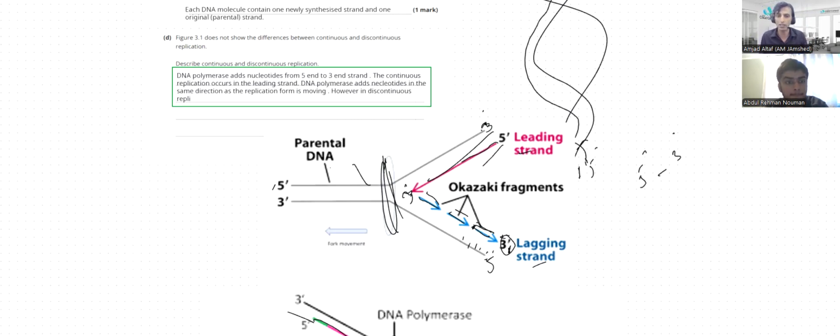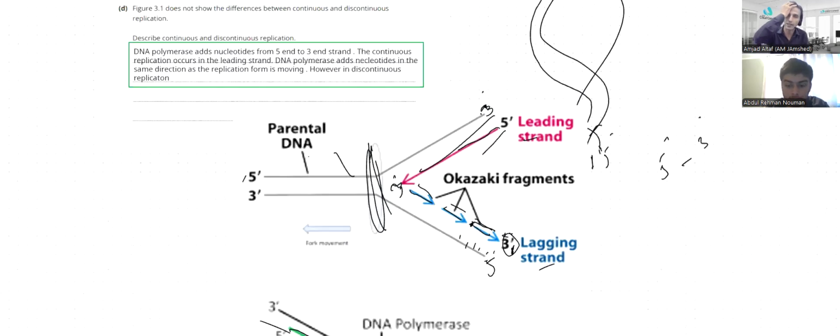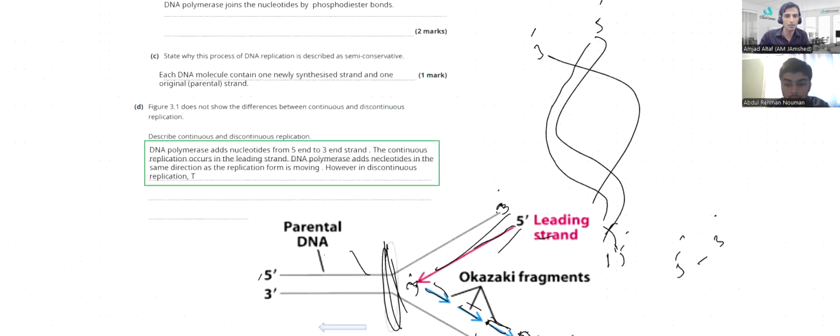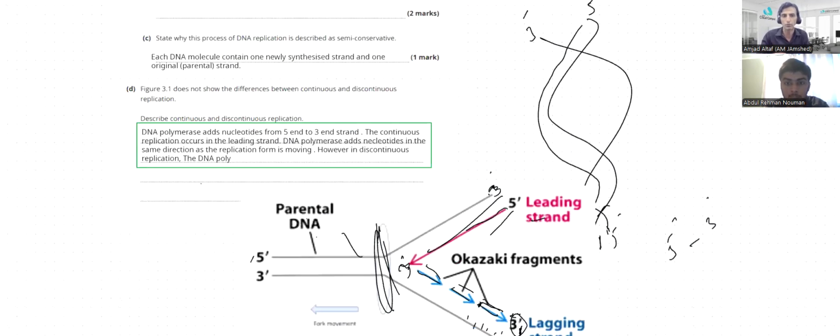Which are later joined by DNA ligase. That's what you need to add here. Keep in mind, what's the total marks here? It's 4. So you need to add at least 2 points in both cases.